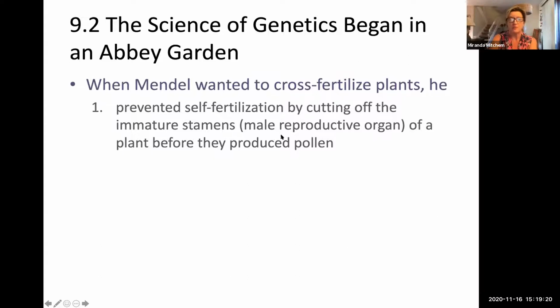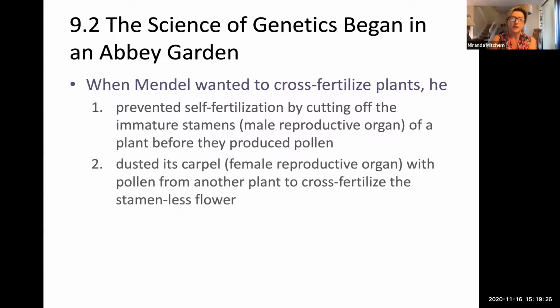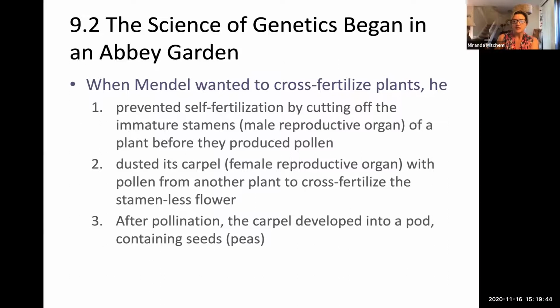I'll show you a picture in just a moment. This was done prior to the production of pollen, so it can't self-fertilize. Then he took that pollen and painted it onto the carpel, which is the female reproductive organ in the pea plant. And this was the fertilization event. After pollination, the carpel developed into a pod, and inside the pod are the seeds, otherwise known as peas. Then he planted the seeds and studied those. So that's the basic setup of his experiment.